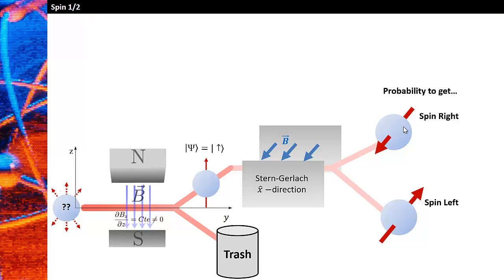And again, it seems like you should get 0 probability, right? Because it's spin up, it's not spinning right, and it's not spinning left. But that's not quite how quantum mechanics works.